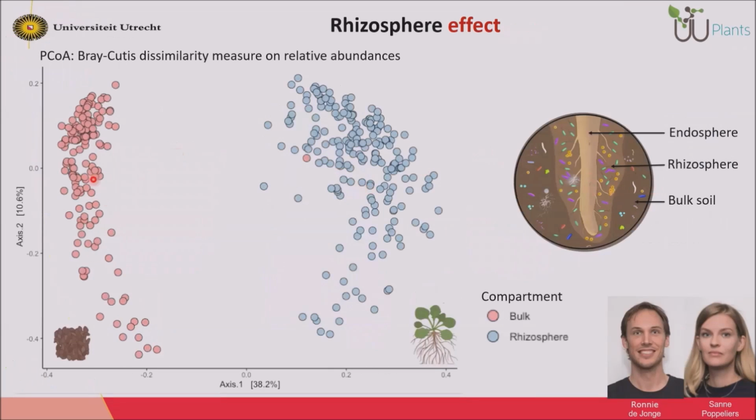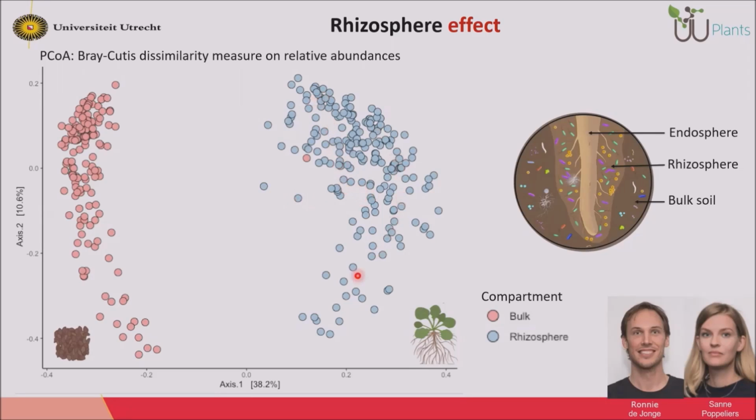Here you see an ordination plot of many different samples, and each dot basically represents the microbial community in a certain sample, and it compares it to other samples. If they are close to each other, the microbial communities, consisting of thousands of microbes, are very similar.